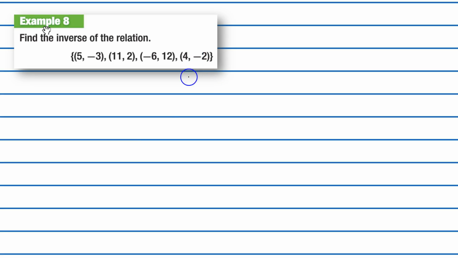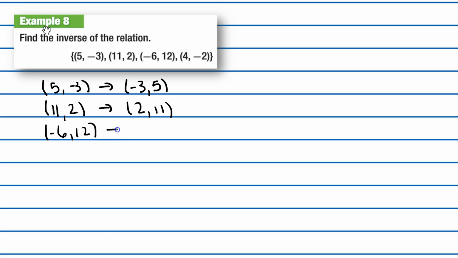Alright, so let's try one of these examples. It says to find the inverse of the relation. So we have (5, -3). That is going to become (-3, 5). All I did was switch the order. And then we have (11, 2), and that's going to become (2, 11). Then we have (-6, 12), and that will become (12, -6). And then (4, -2). And lastly, that just switches, so this is going to be now (-2, 4).